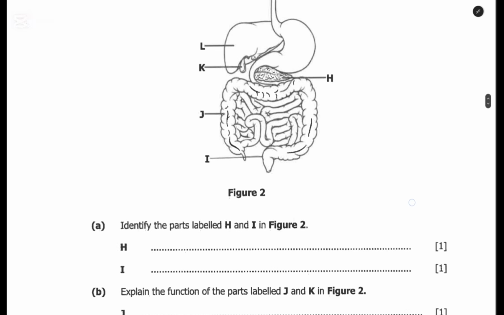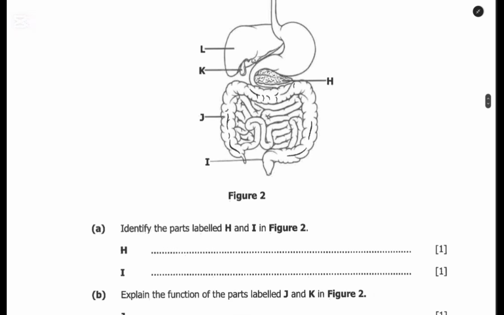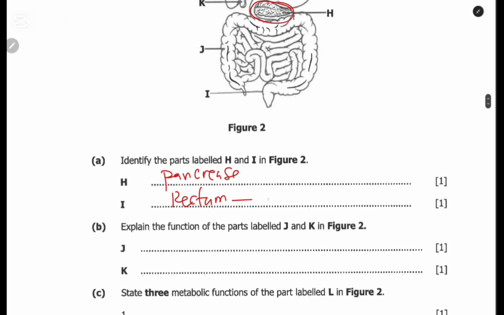So question A of this part is: identify the parts labeled H and I. The part labeled H, as you can see, is the whole of this one, and that is the pancreas. And you should know what the pancreas does in relation to digestion. What is the role of the pancreas in digestion? That is a very important question that you need to know. Then what about I? I is the rectum. And you need to know the function also of the rectum.